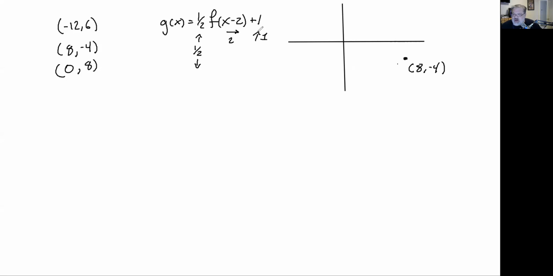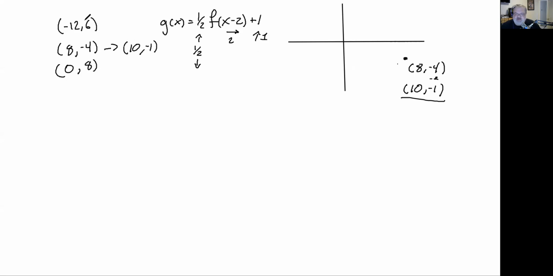So that way 2 is going to take this 8 and turn it into a 10, because we're just going to add 2 to it. Again, opposite of what it says here. The -4 is going to be multiplied by 1/2. That's going to turn into a -2. And then we're going to add 1 to that -2, and it's going to be -1. So this point is going to land there. The 8, -4 is going to turn into a 10, -1.